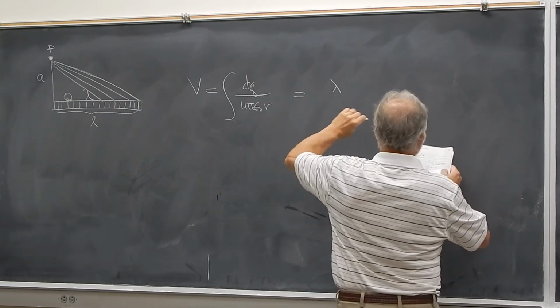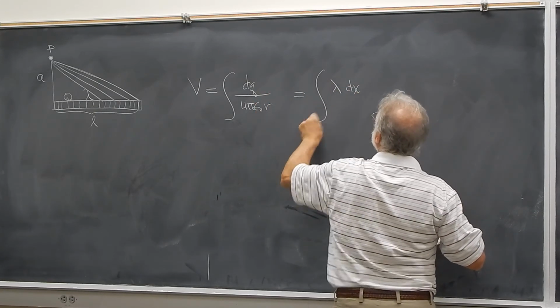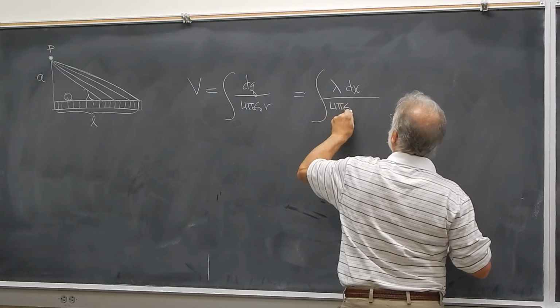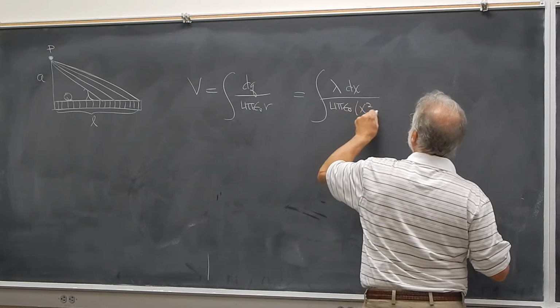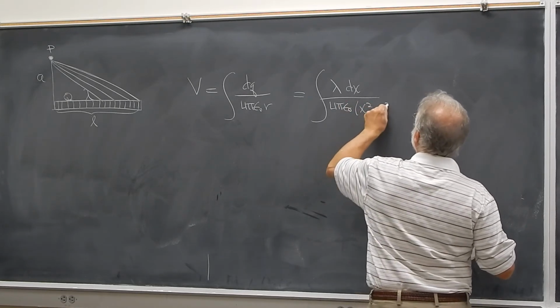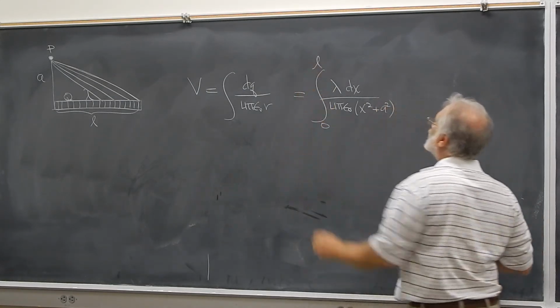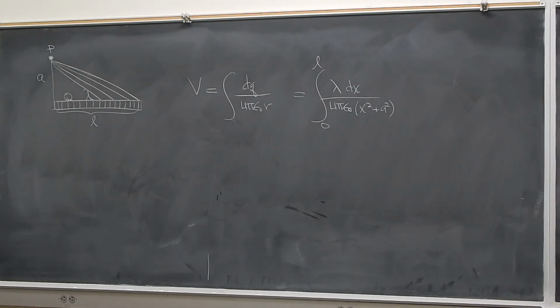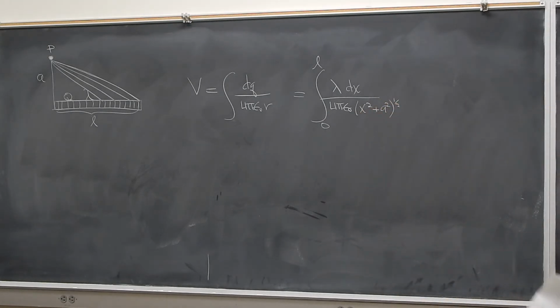I can write dq as lambda dx, over 4 pi epsilon naught, and r I'm going to write as the square root of x squared plus a squared, evaluated from 0 to L. That will get me my potential. And this is x squared plus a squared to the 1/2. This is not as easy an integral as it may appear to be. I have to be a little bit judicious in what I do.